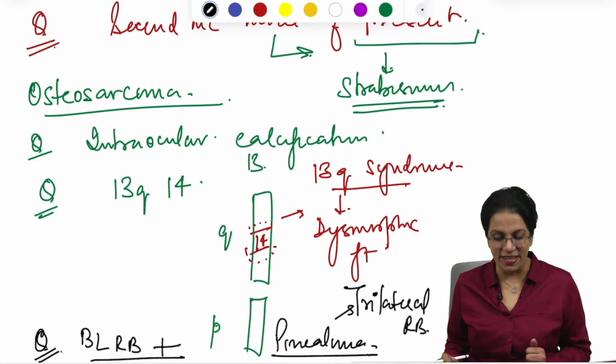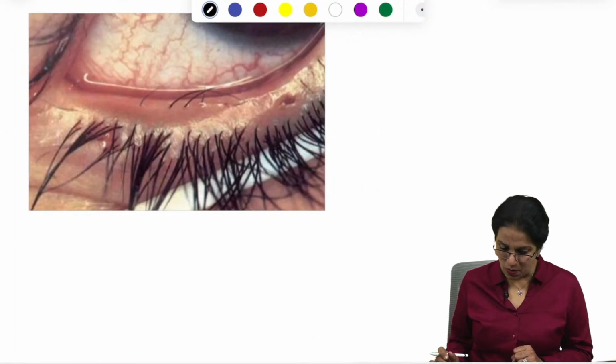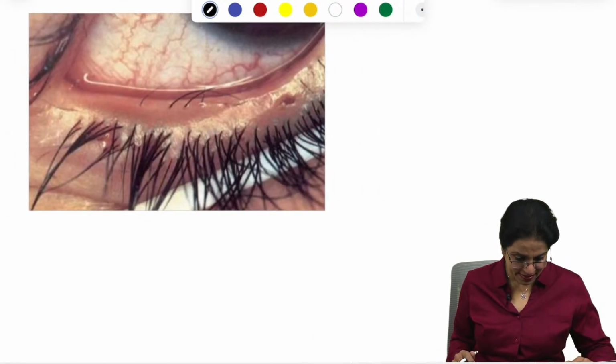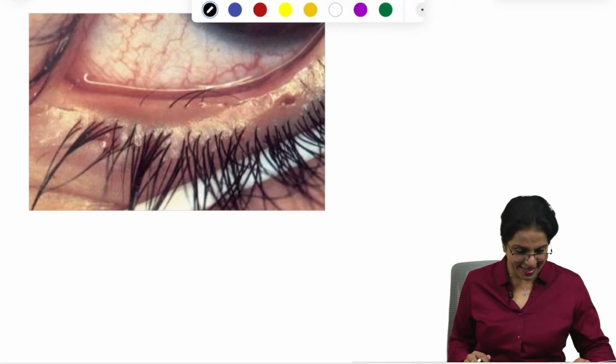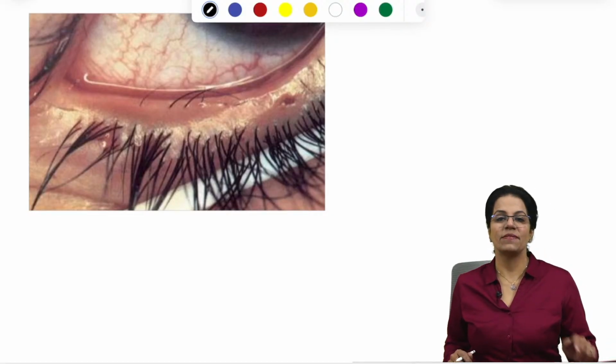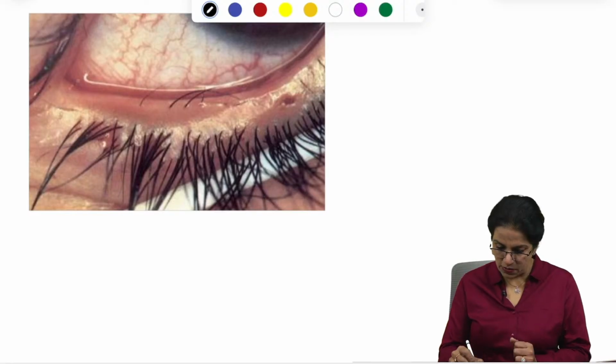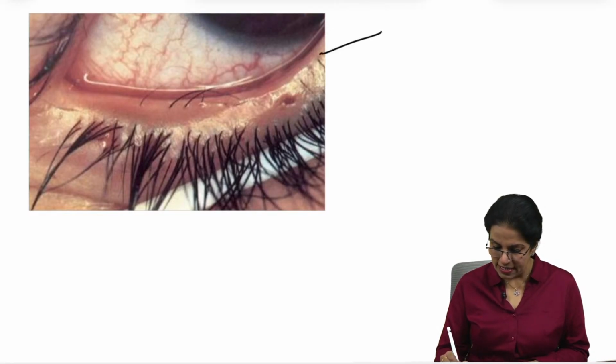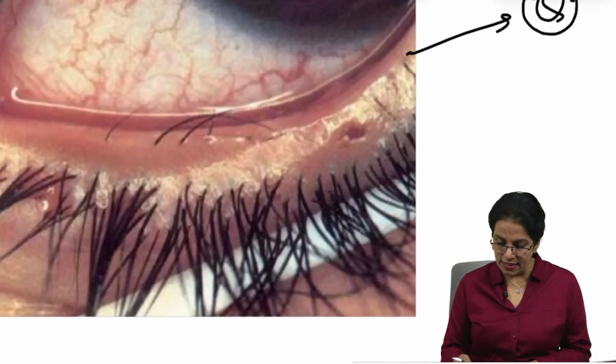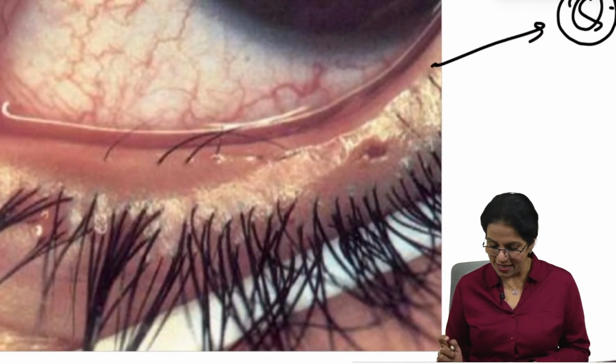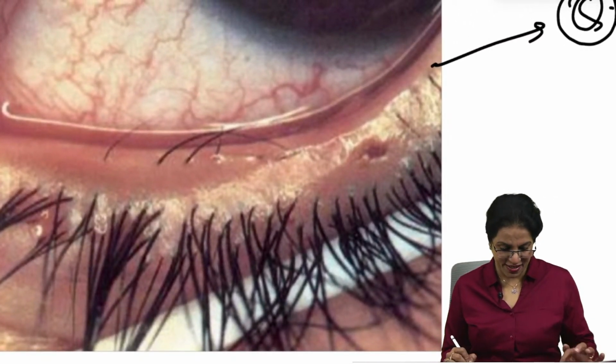We come to the next one. Tell me, what is this? All of you. Very good. Nicely answered. What is this image? The diagnosis is absolutely very important. This has been your exam question. Image was asked in the exam. Let us focus here. What do you see apart from these lashes?